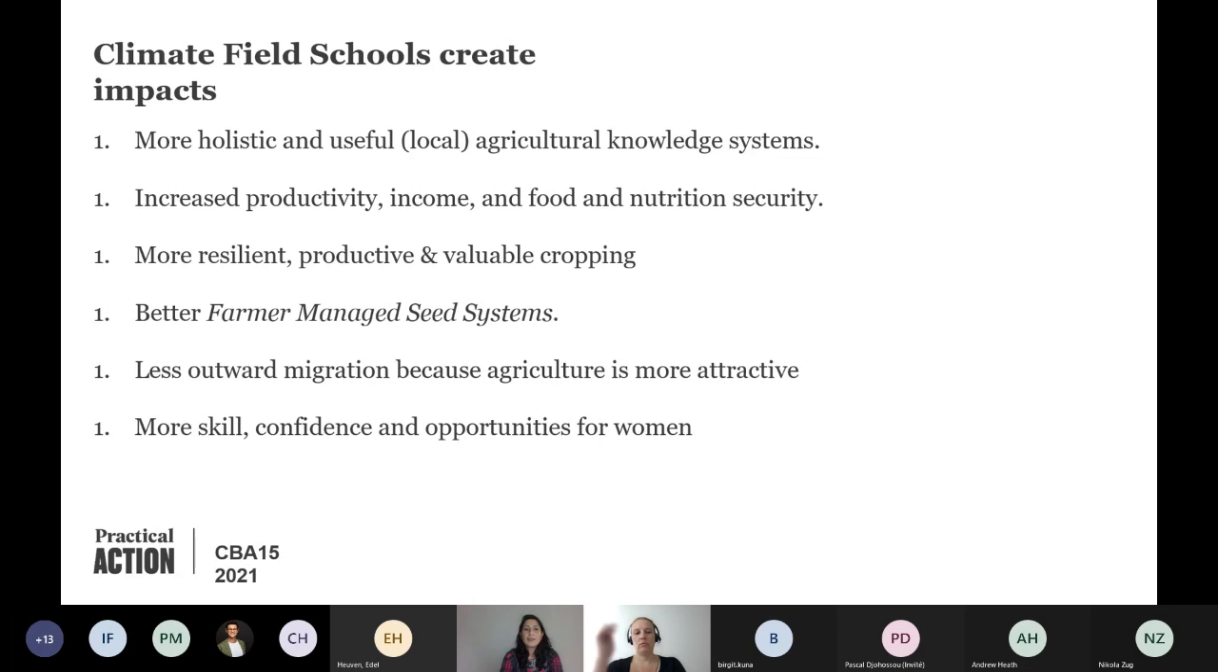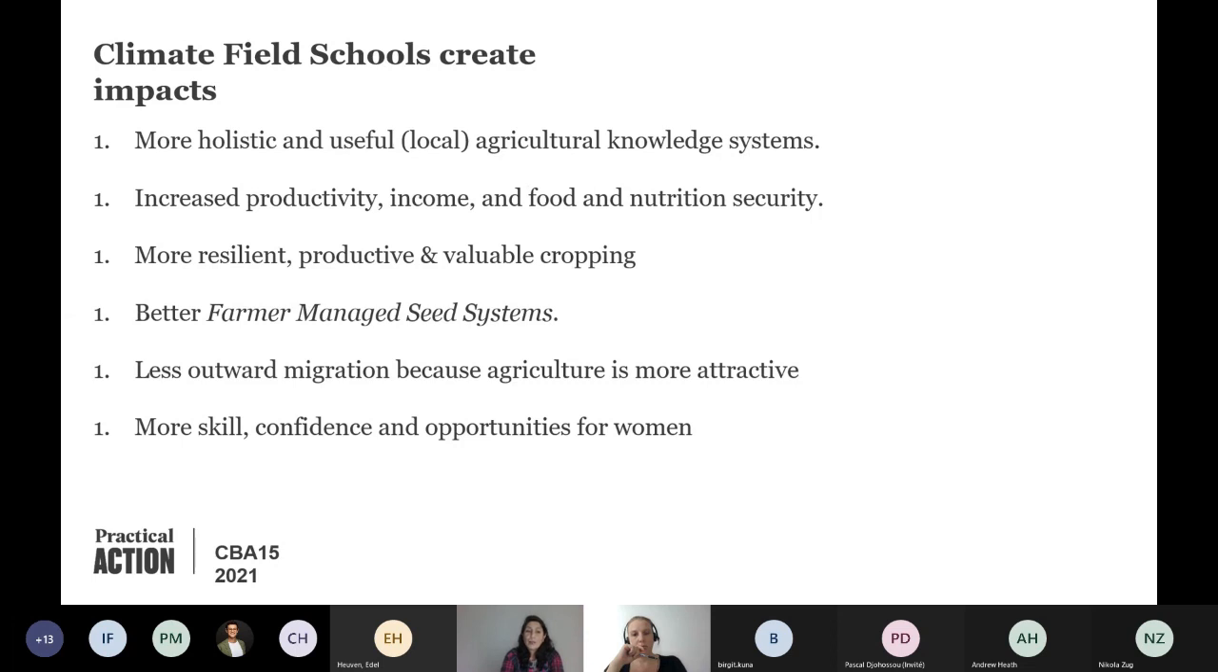And since those species and varieties come from farmers themselves, they have access and cost advantages, and the quality of those seeds can be assured. Climate field schools are therefore a way to strengthen and improve farmer managed systems. And as productivity and income increase, fewer people see the need to leave rural areas or go abroad to work. Climate field schools build the social capital, skills, and confidence of women, which empowers them to play more roles in the leadership and development of their households and communities.